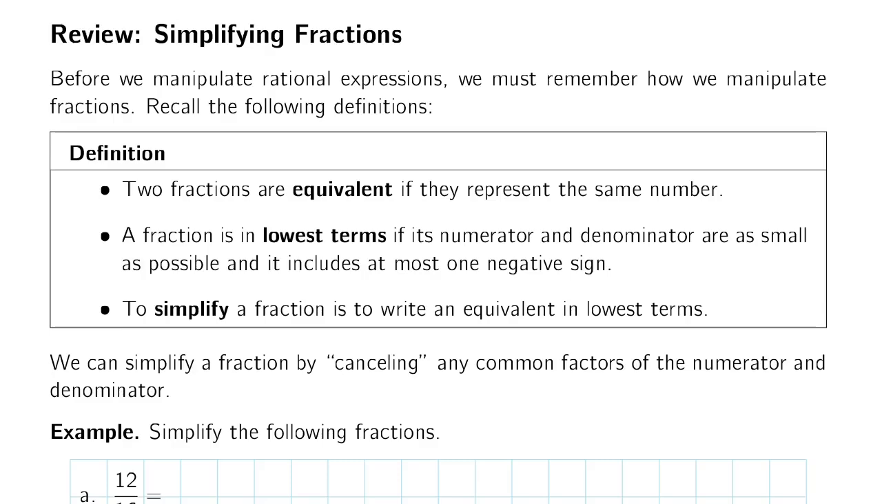Recall that two fractions are equivalent if they represent the same number. A fraction is in lowest terms if its numerator and denominator are as small as possible, and it includes at most one negative sign. And to simplify a fraction is to write its equivalent in lowest terms. We can simplify a fraction by canceling any common factors between the numerator and the denominator.